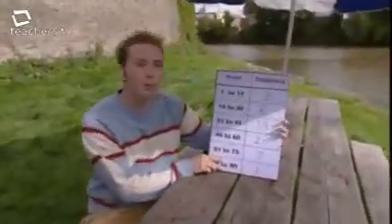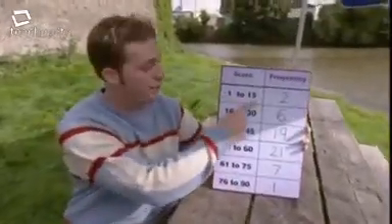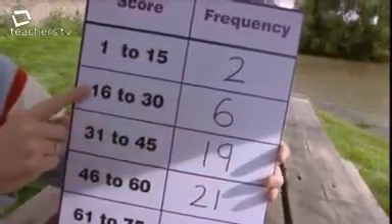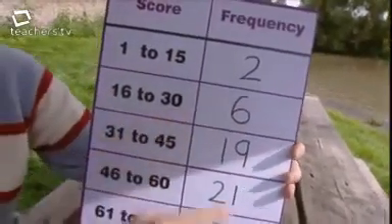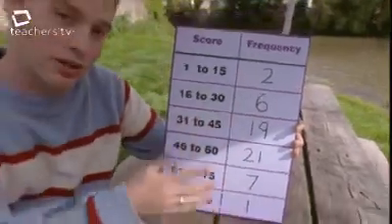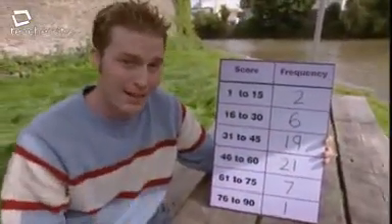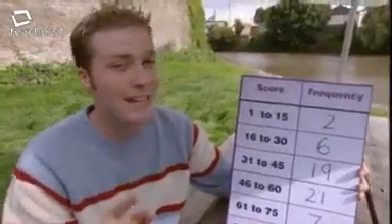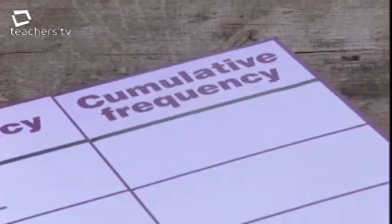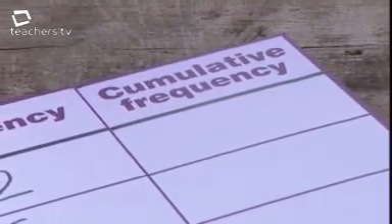The number of people who scored from 1 to 15 is 2. 6 people scored from 16 to 30. 19 people scored from 31 to 45, and so on and so on. But this programme is about cumulative frequency, which means I need to add another column to my table. Cumulative frequency is like the running total. You add up the frequencies as you go along and you get the total so far.